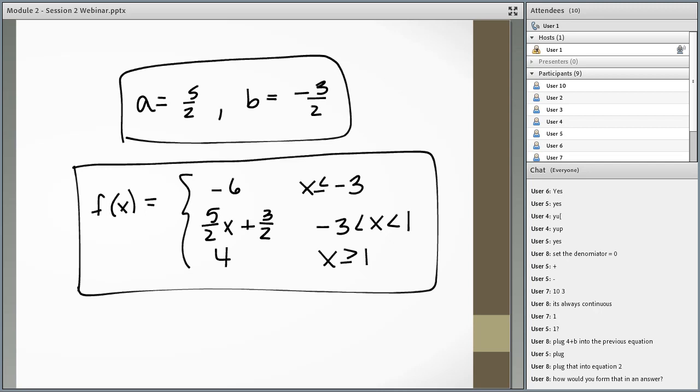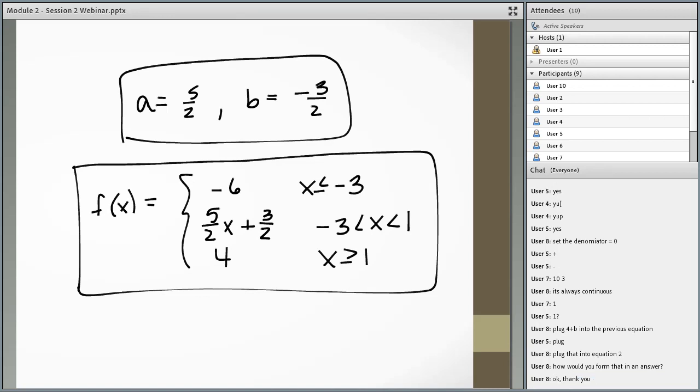So either one. Likely MyMathLab would ask you to write A and B and give you a blank for each of them, or they would ask you to rewrite it as f of x in the way that we just did.